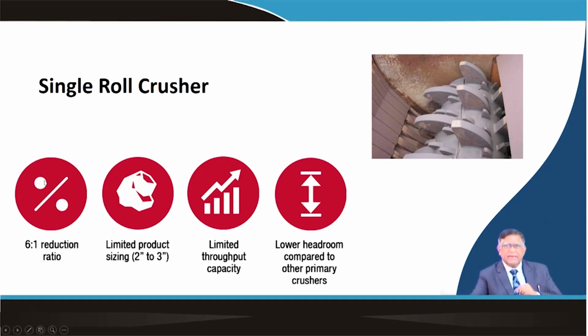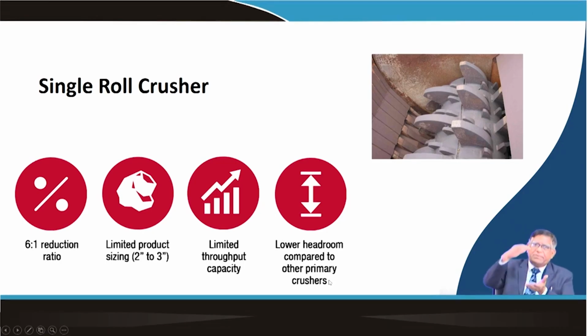Then sometimes there are also single roll crushers, which we also discussed in our earlier class. Here they can get a 6:1 reduction ratio with a product size of 2 to 3 inches. Smaller sizes are produced from here, and their production capacity is limited. Here there is low headroom compared to the other primary crushers, so it is a small, single roll. One thing is that in-pit crushers need to be compact so that they can be installed on a mobile unit, that is, over a crawler. From that point of view, it has a compact, smaller size and is useful in certain applications.